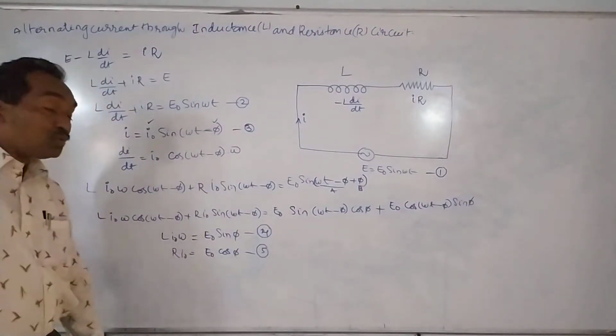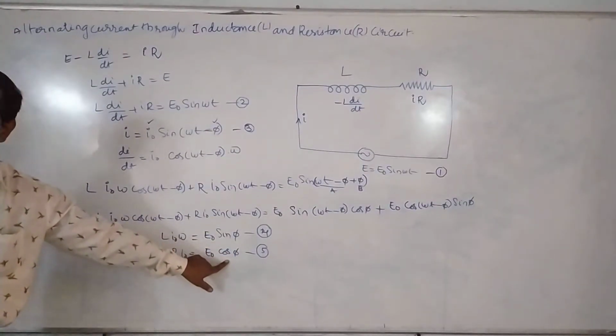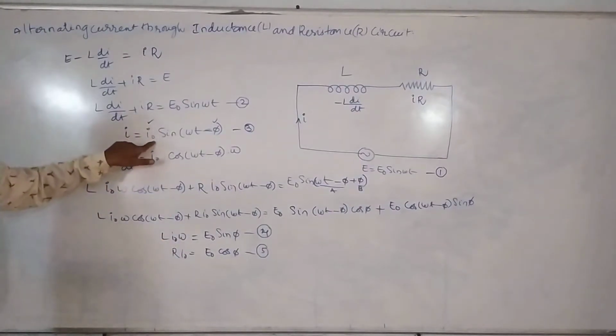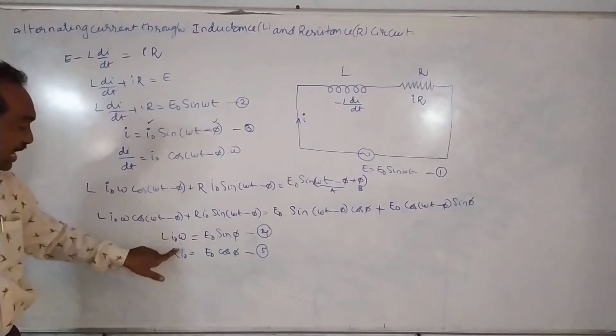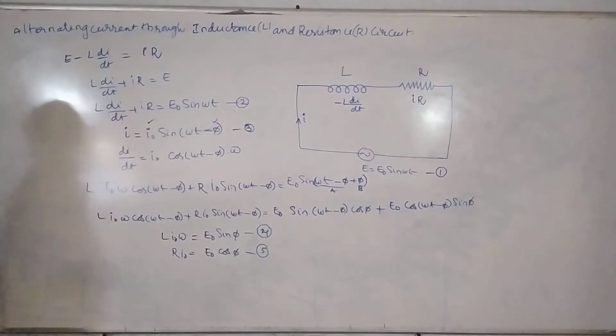By using these two equations, we may eliminate sin π. Then we can calculate the I₀ value. And when we eliminate this I₀, we can calculate the π value. So by using this method, we can determine those two terms.